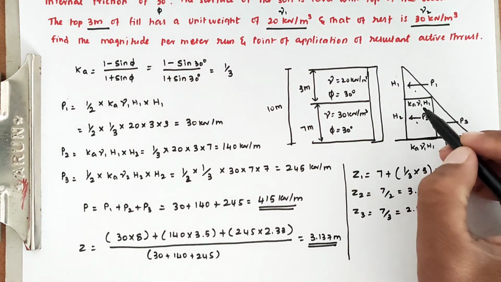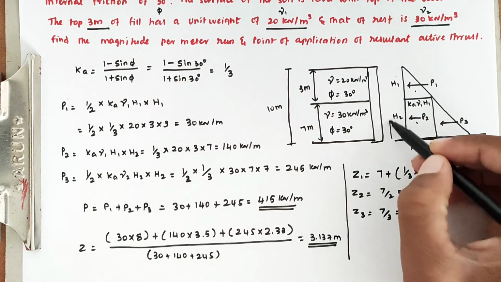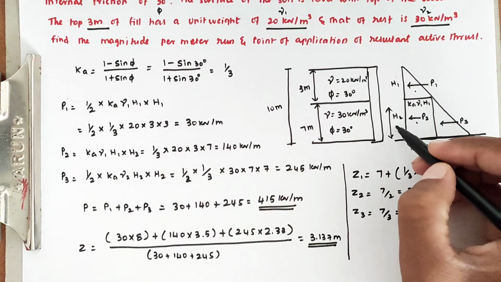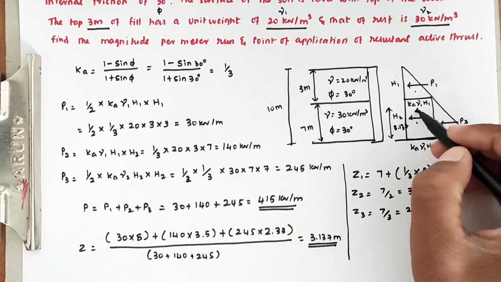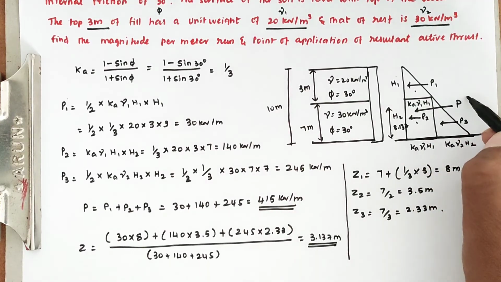So the total pressure from the base is at 3.137 meter, and the total P, that is 415, is acting over here.